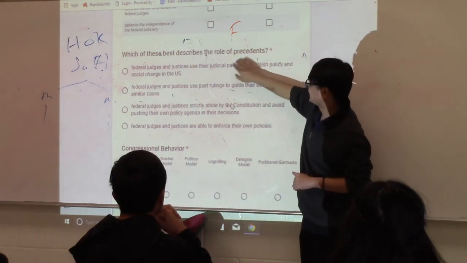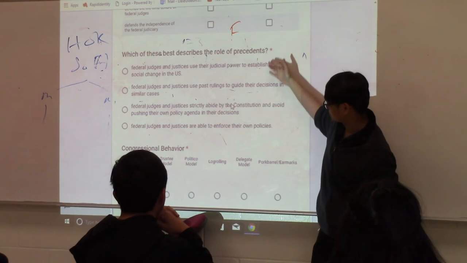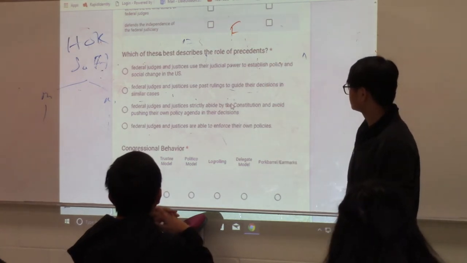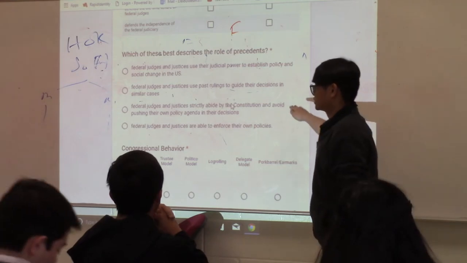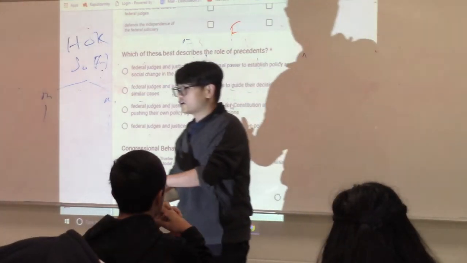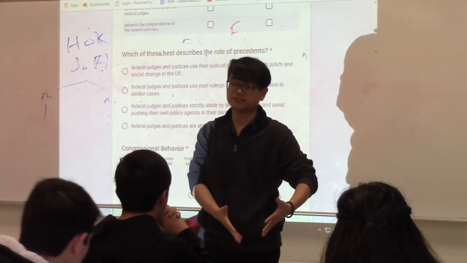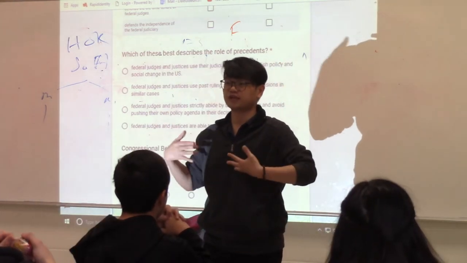Okay. Which of these best describes the role of precedents? P-R-E-C-E-D-E-N-T-S, precedents. Which one of these best describes what precedents are? Past rulings. Judges of the federal courts take past rulings and apply them to similar cases. What's another word for that when you use precedents?